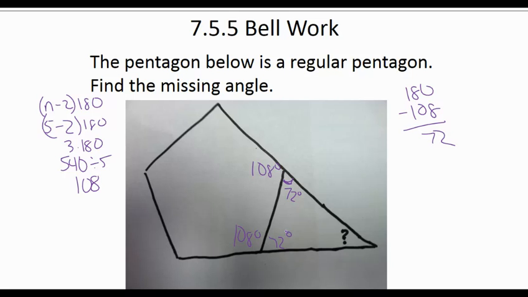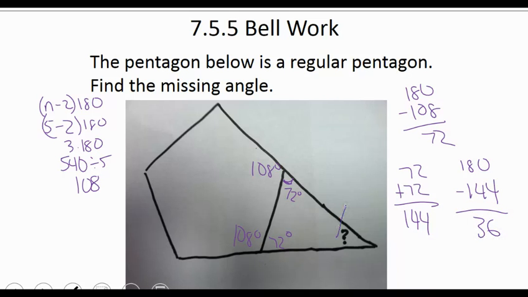Now, if I forget all about the pentagon and just look at this triangle to the right, I actually know 2 of the 3 angles. And I know the 3 angles of a triangle add up to 180. So I can add up the 2 I know, 72 plus 72, get 144, and then do 180 minus 144 and figure out that this missing angle, the question mark, is 36 degrees. All right, so that was the bell work.